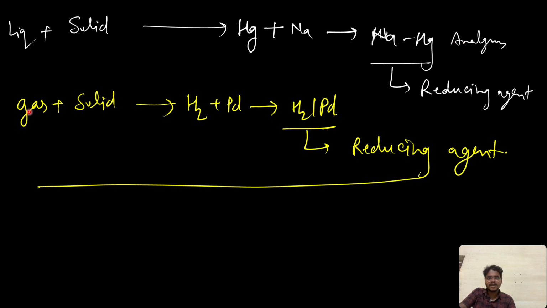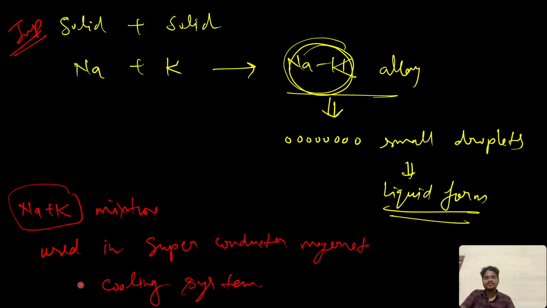And if we mix gas in a solid, meaning gas is small in amount and solid is large in amount, what do we get? We get H2Pd, hydrogen with palladium. It is also a reducing agent. And it is a very important thing.